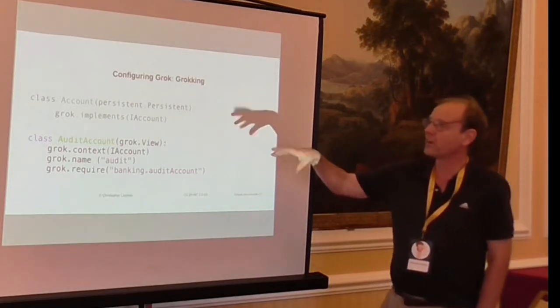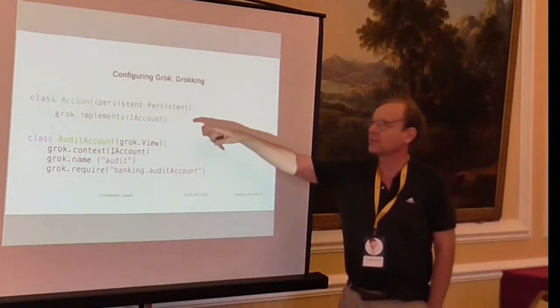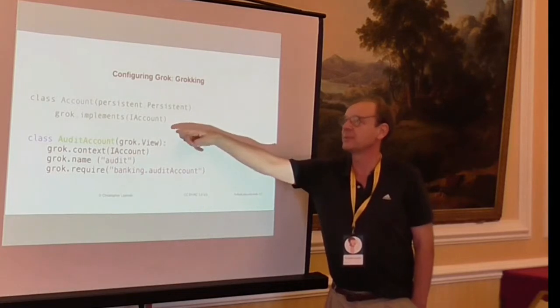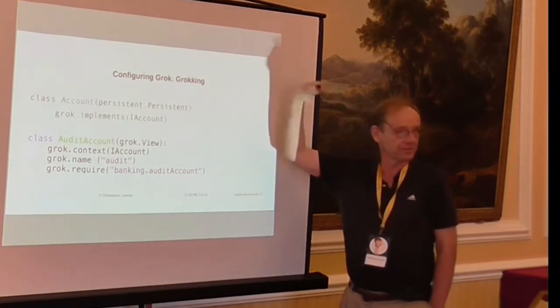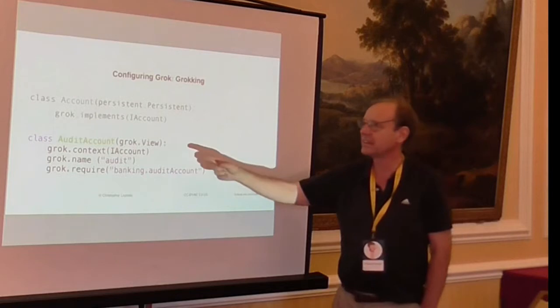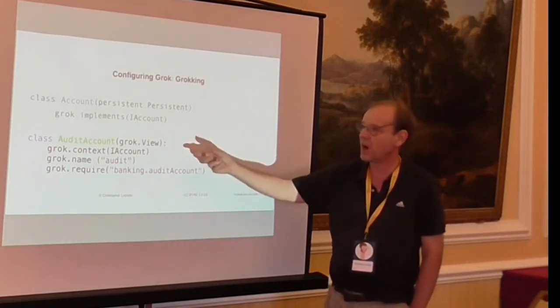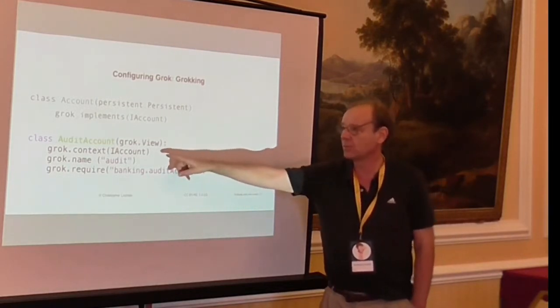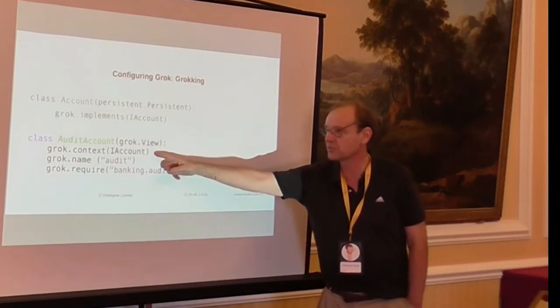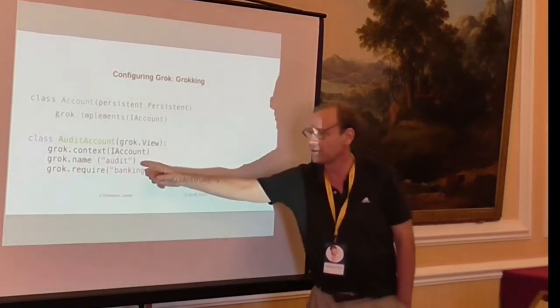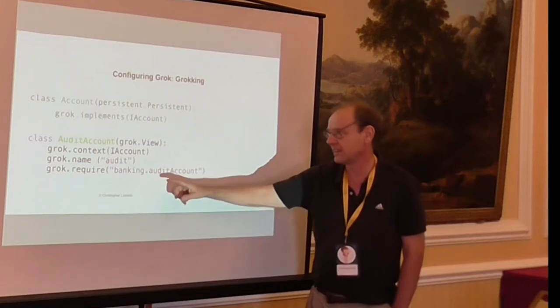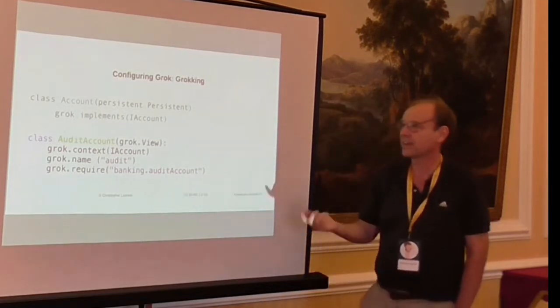so if you want to audit an account, here we have an account object. You have to say that it implements the IAccount interface, which we defined a minute ago for the CRUD, and then you can have the audit account view. You basically say, well, this applies to objects which implement IAccount. I use the URL audit, and they have to have the banking.audit account permission.